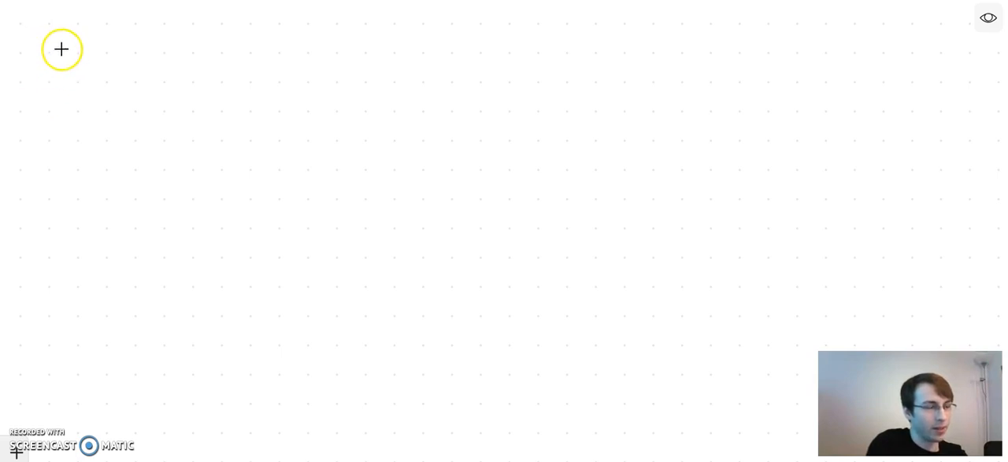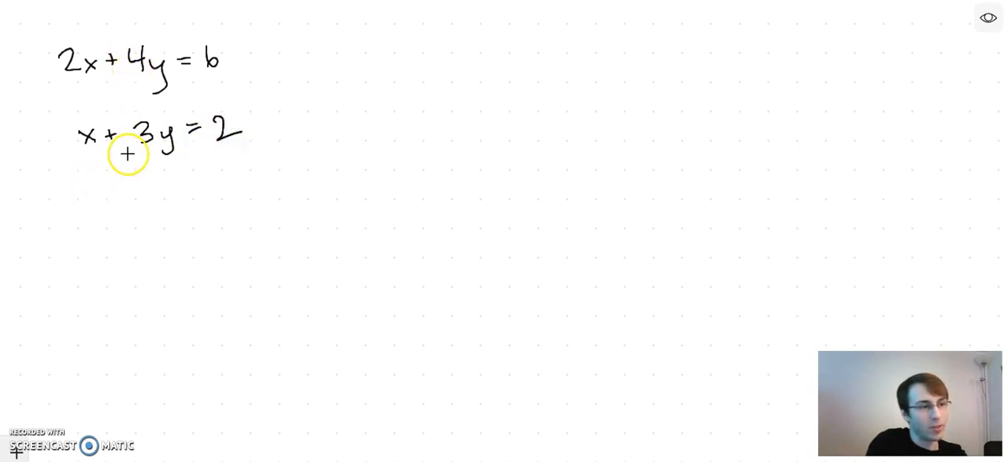How about something like 2x plus 4y equals 6, and then x plus 3y equals 2. Well, right now, if we subtract the equations, nothing cancels out, because 2 minus 1 doesn't cancel, and 4 minus 3 doesn't cancel. But we can multiply this equation by 2. That way we get a 2x here. So let's multiply by 2. So 2x plus 6y equals 4.